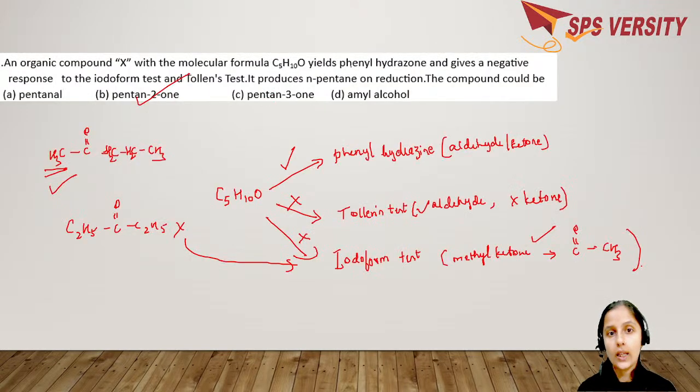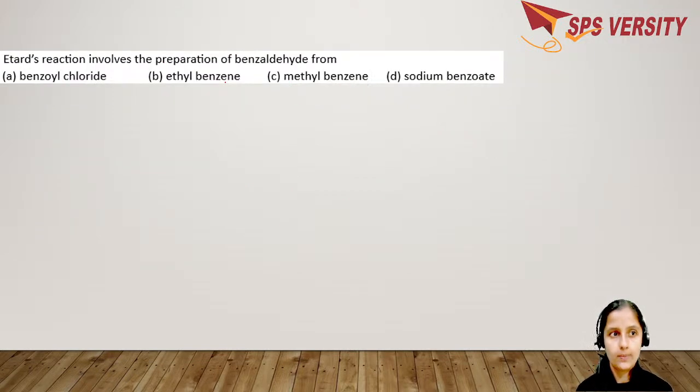And they have also given that it produces N-pentane on reduction. Both pentan-2-one and pentan-3-one can give N-pentane on reduction, but the correct answer would be option B.